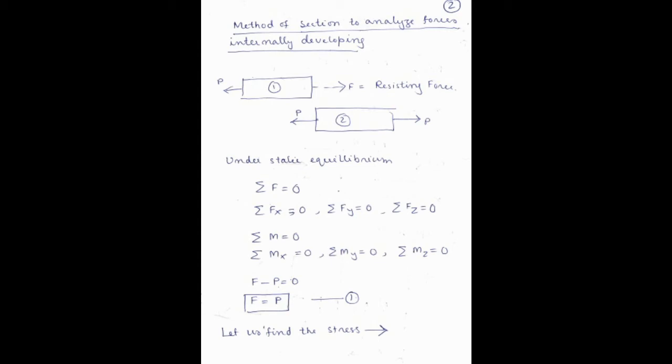Now according to static equilibrium, the summation of all the forces should be 0. So summation of forces in x direction should be 0, in y direction should be 0, and in z direction should be 0. Similarly, summation of moments in x, y and z directions should all be 0. So we can write F minus P equal to 0, and F equal to P. That means the resisting force is equal to the pull.